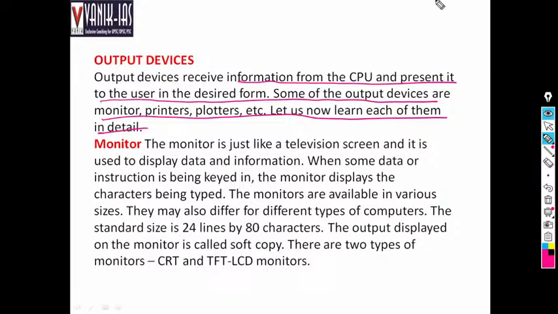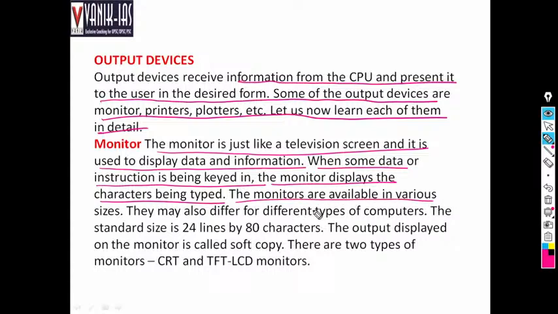The monitor is just like a television screen, and it is used to display data and information. When some data or instruction is keyed in, the monitor displays the characters being typed. Monitors are available in various sizes. They may also differ in various types of computer. The standard size is 24 lines by 80 characters. Okay, here we will now see the various types of monitors.